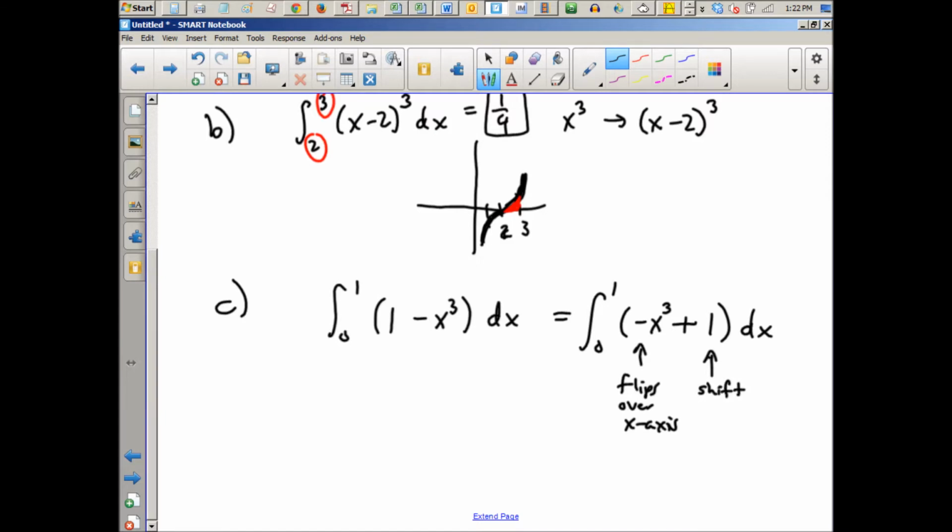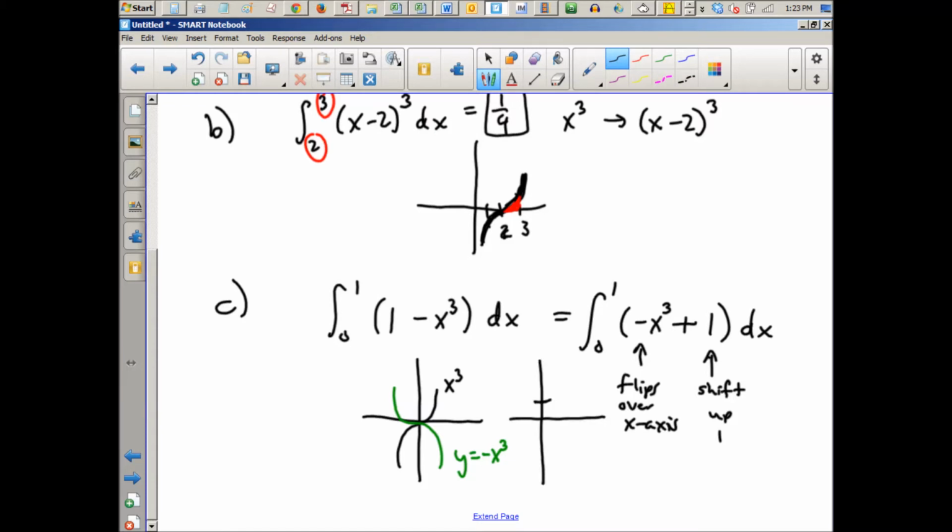Shift. Notice we're not adding to the x, right? So it's not a left or right shift. It's an upshift 1. So shift up 1. Okay, so we could draw a picture of this as well. Imagine taking x cubed, flipping it over, sliding it up a space. So now it's up here. Like that. This is y equals negative x cubed plus 1.